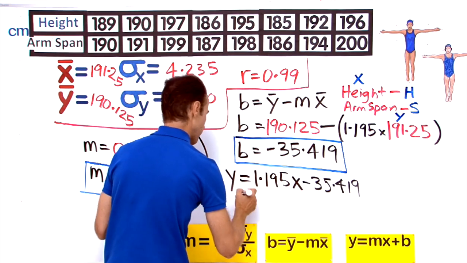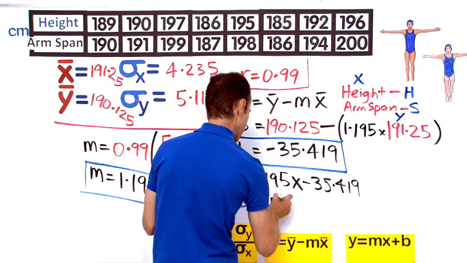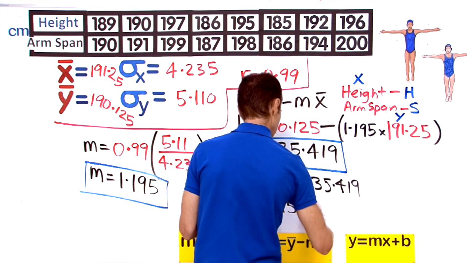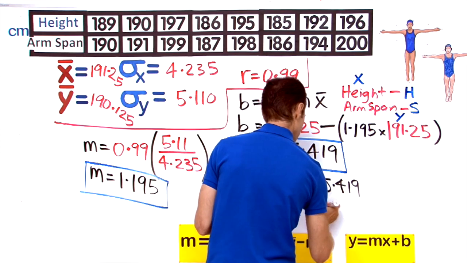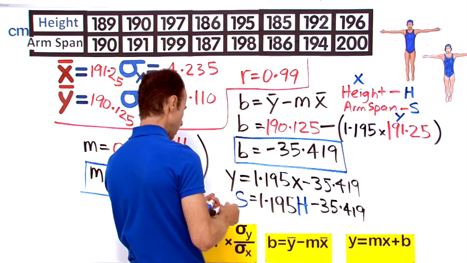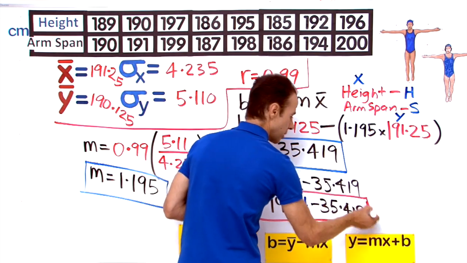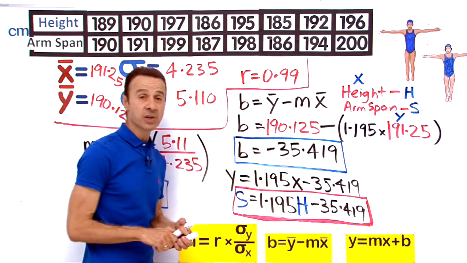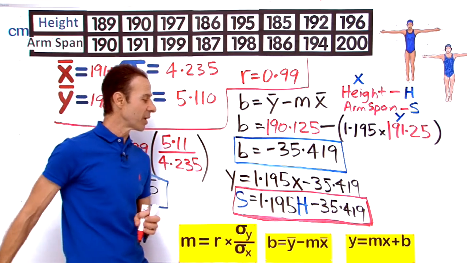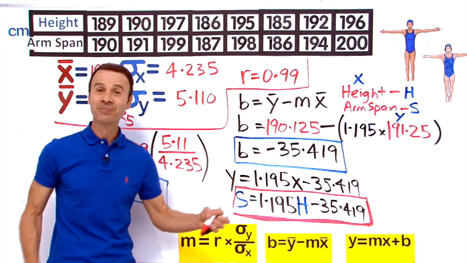So S equals 1.195, the gradient, and X is the height, so we put an H there, minus 35.419, and that is the equation for the least squares regression line of best fit. S, the arm span, equals 1.195 H, the height, minus 35.419. There you go. Hope that helps.